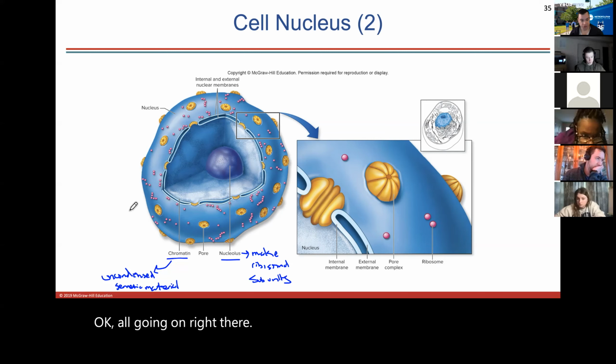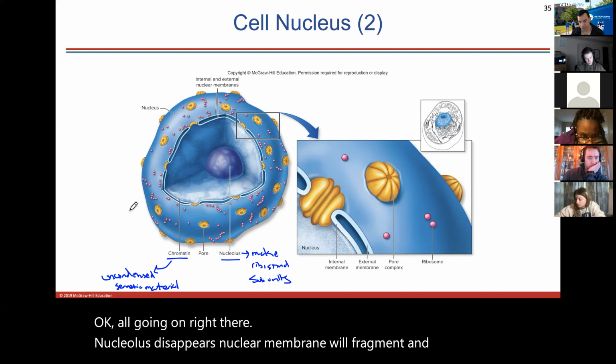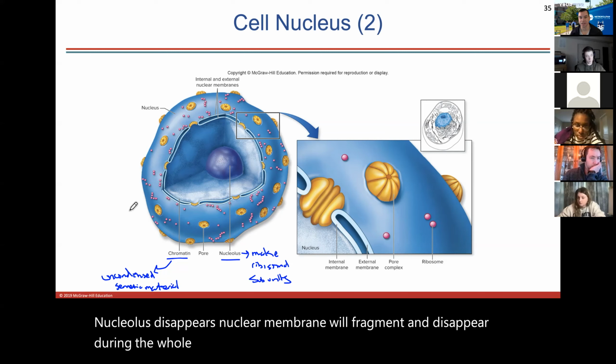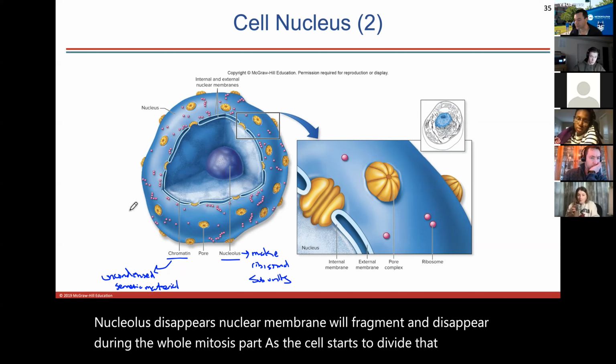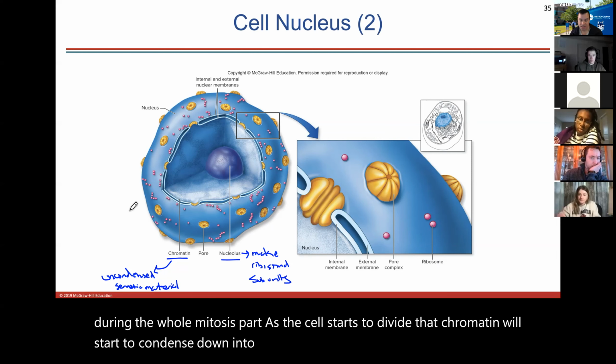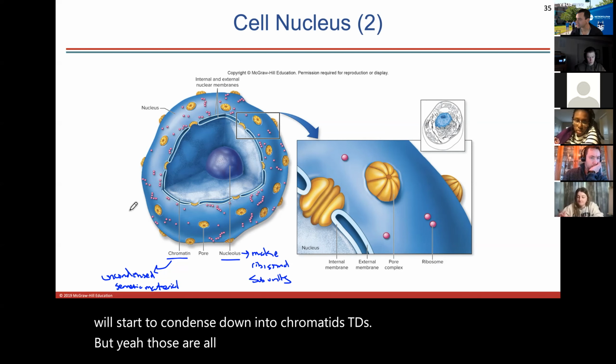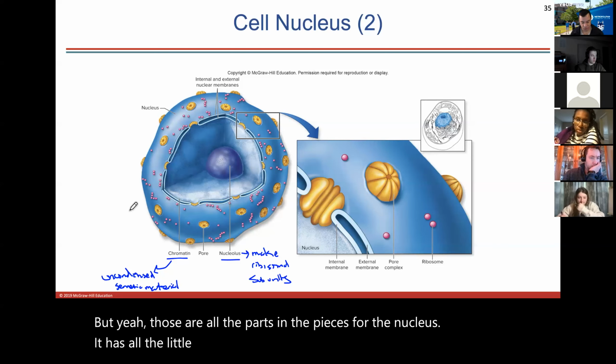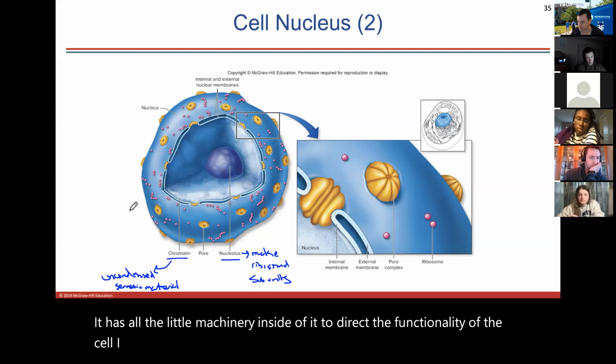Nucleolus disappears, and the nuclear membrane will fragment and disappear during the whole mitosis part. As the cell starts to divide, that chromatin will start to condense down into chromatids. But yeah, those are all the parts and the pieces for the nucleus. It has all the little machinery inside of it to direct the functionality of the cell, i.e. the genetic material. That's the chromatin, okay?